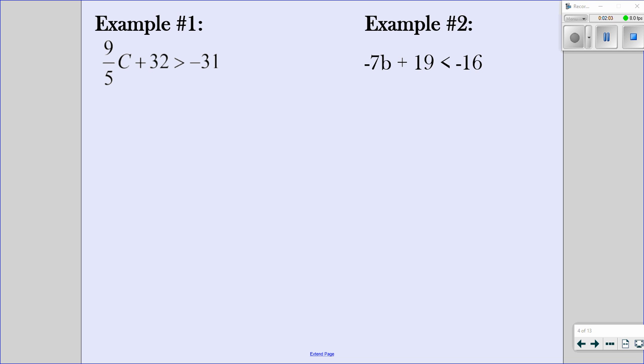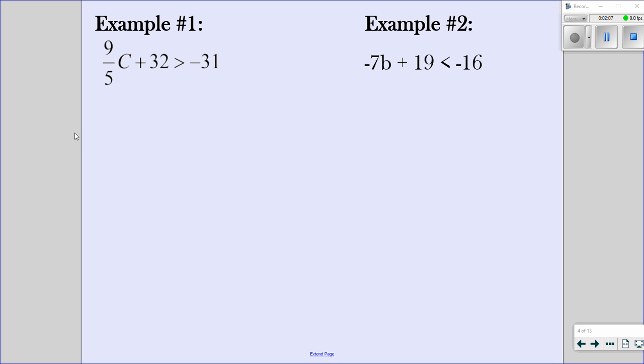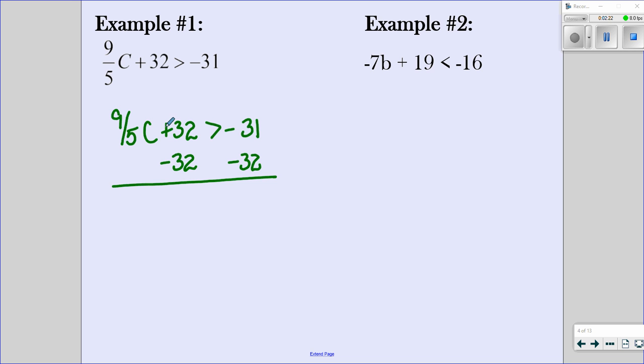So I'm going to rewrite the inequality again, so I got something to work off of. And I'm going to subtract 32 on both sides. So this will cancel out. This will leave me with 9/5 c.